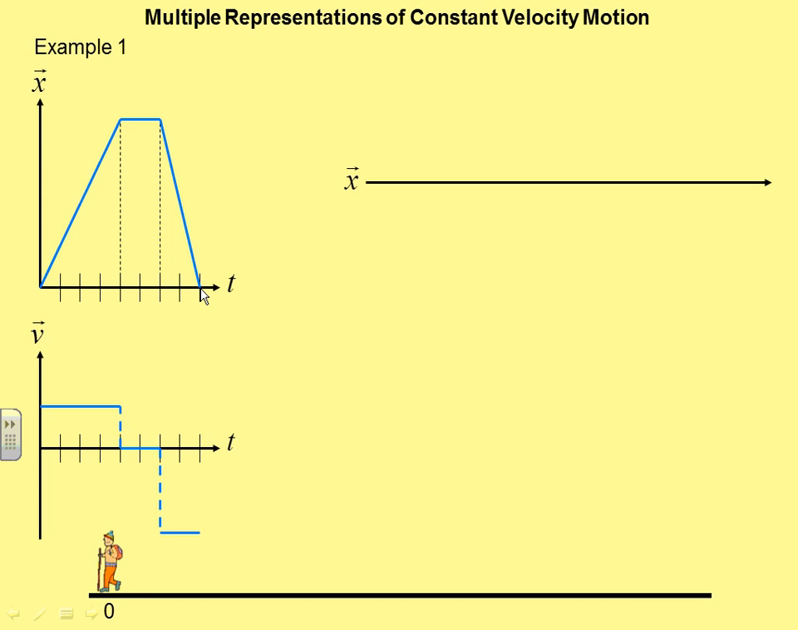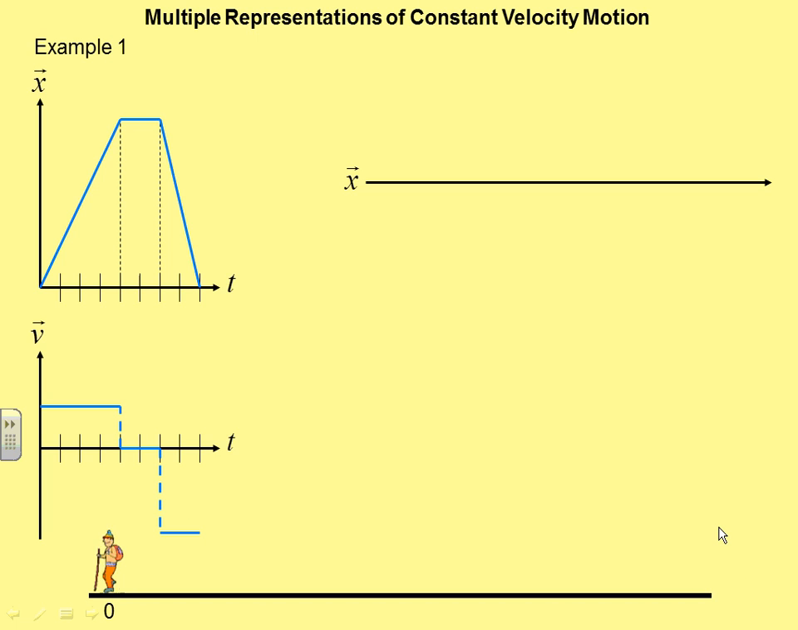So the area here has to be the same size as the area here, which it certainly looks like on my graph. It's negative here because he's moving to the left and positive here because he's moving to the right, but it has to be the same size. Okay, our next step is to draw a motion map.